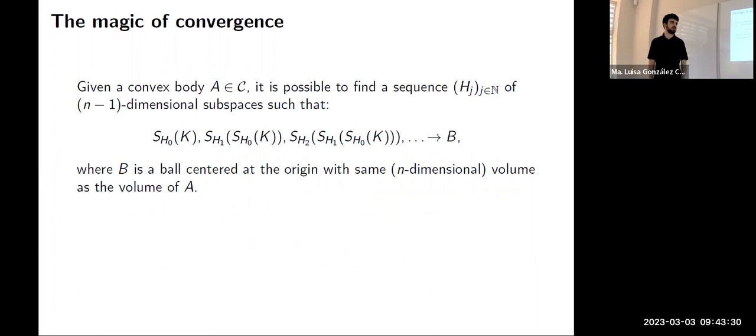Basically, one can do that by taking some sequence of subspaces and taking the Steiner symmetrization with respect to H0, then taking the symmetrization with respect to H1 of that result, and so on. This is going to converge to a ball centered at the origin with the same volume, but this holds for some sequence, so it is not any sequence. Okay.